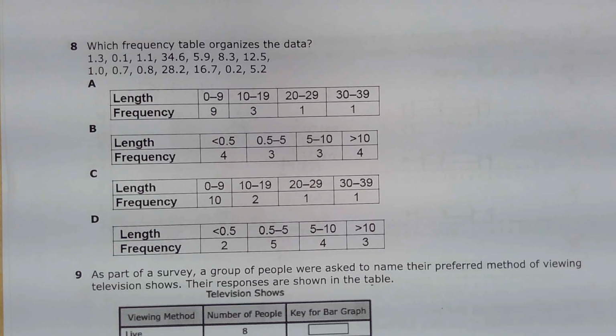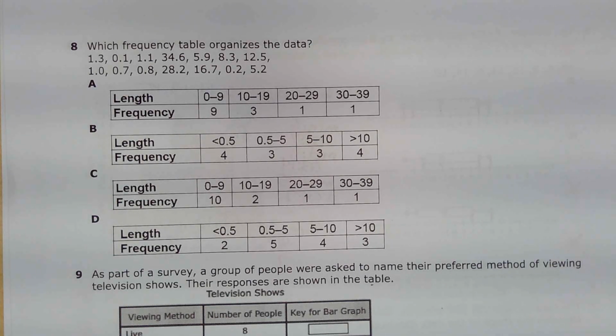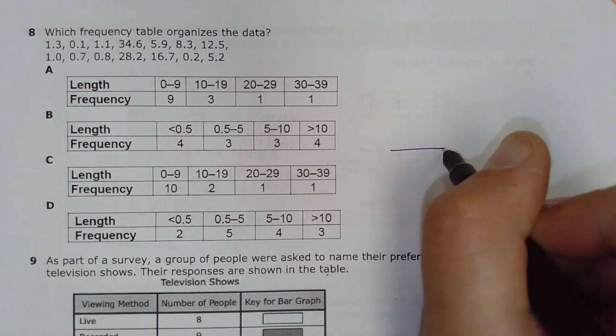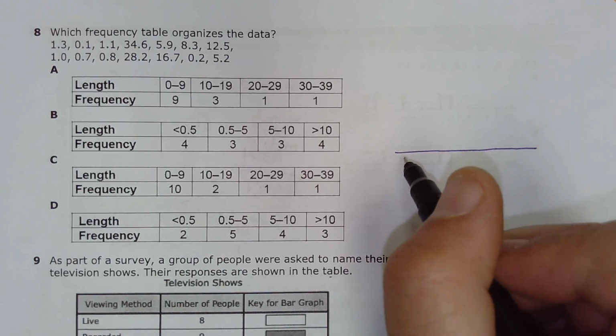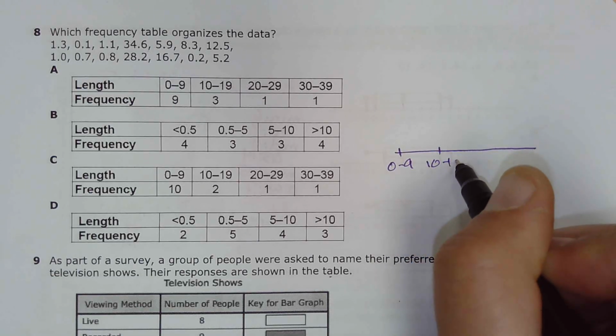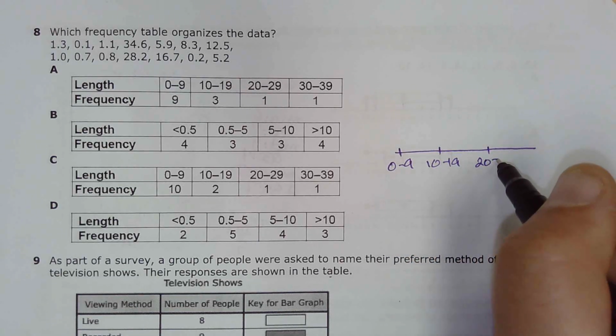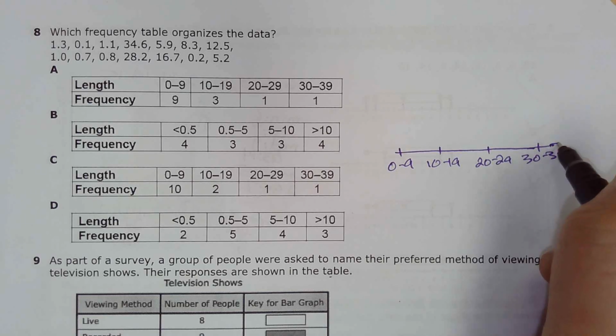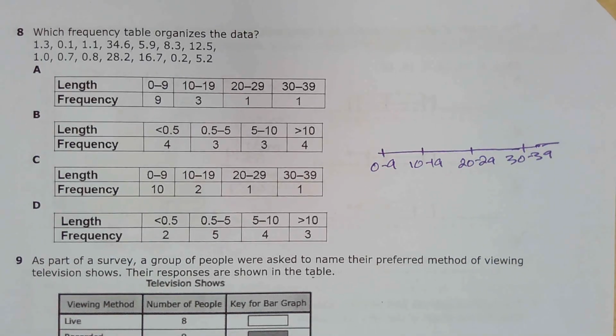Okay, number 8. Okay, so number 8, what we're going to do here is essentially we're going to make ourselves a dot plot, okay? But we're going to use ranges, okay? So let me show you what I'm talking about here. So I have my number line. I'm going to say that this is 0 through 9, that this is 10 through 19, that this is 20 through 29, and that this is 30 through 39. Okay, so I'm representing these ranges with this dot plot.